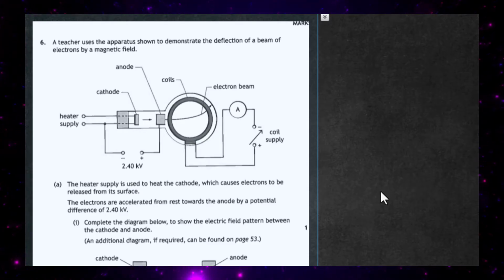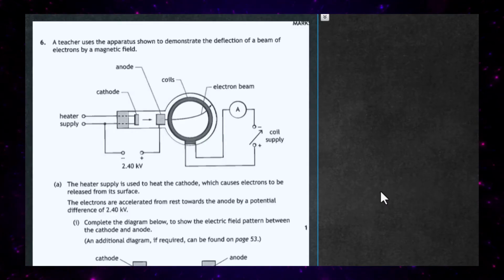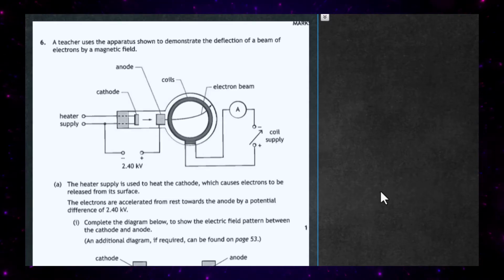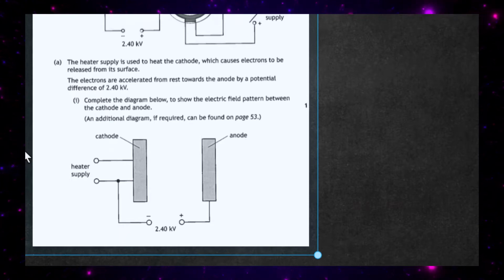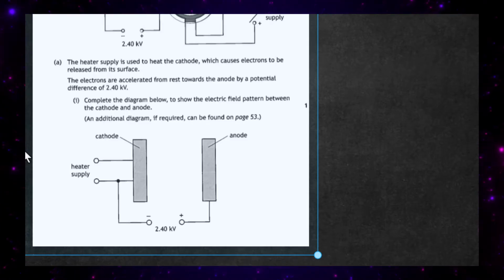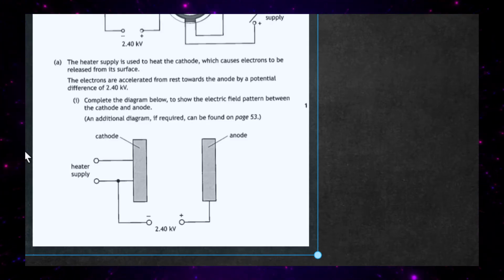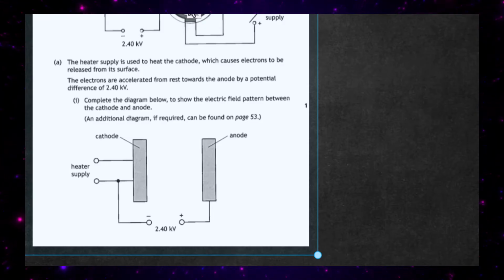from its surface. As I just said, the electrons are accelerated from rest towards the anode by a potential difference of 2.40 kilovolts. And if we slide down, it says, complete the diagram below to show the electric field pattern between the cathode and the anode. Now there we've got the cathode here, and we've got the anode, and we know it's going to have an electric field between the cathode and anode, and it's going to accelerate the electrons. But first of all, we must draw in the electric field.